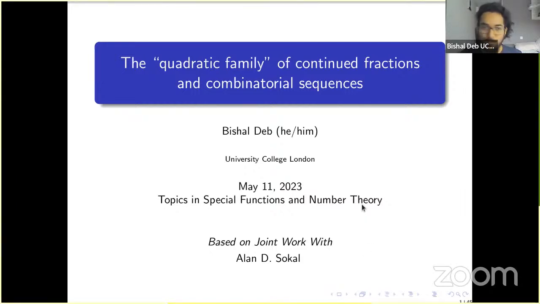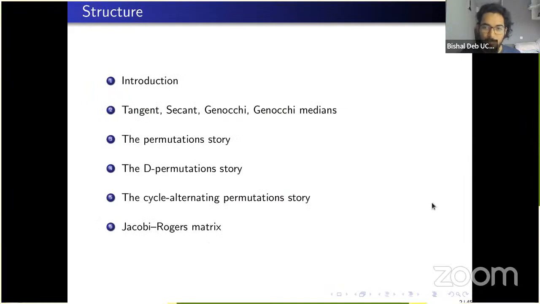So what I'll be talking about here is joint work with Alan Sokal, my supervisor. Some of it is ongoing, some of it is on the arXiv. Let me begin. I may deviate somewhat from the abstract that I've sent. I've been quite ambitious with time, but depending on what time permits, I'll go accordingly. All right, so here is roughly the structure of my talk, and let me begin.